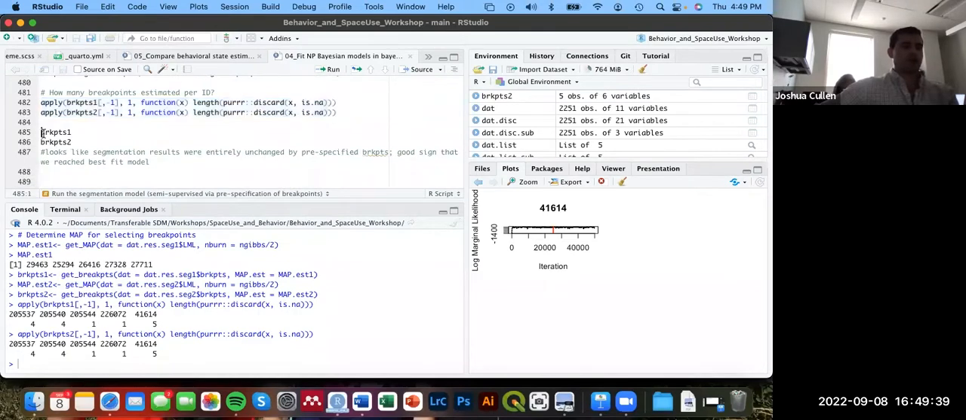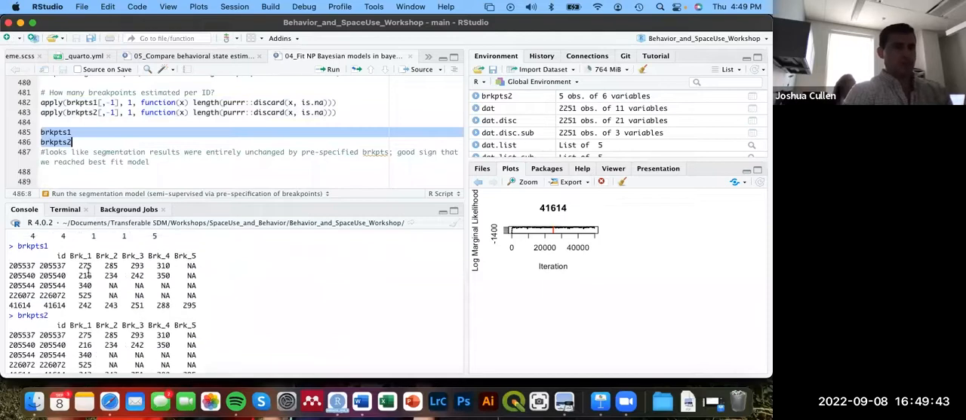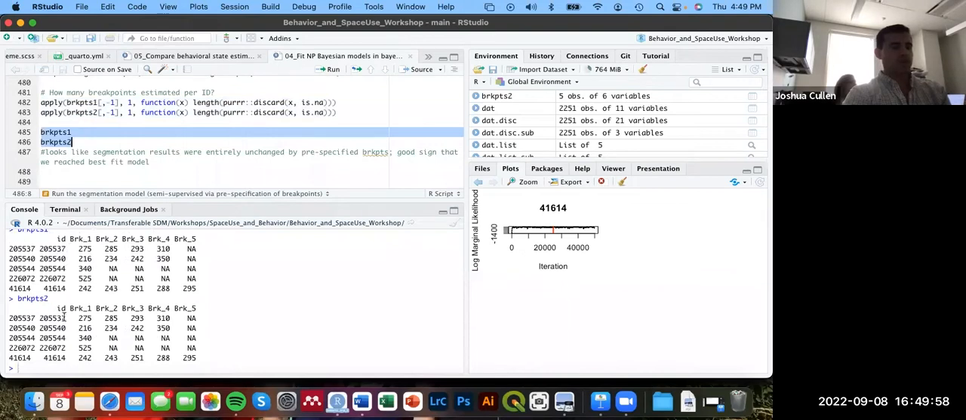To check, we're just going to print these breakpoints in our console. For the first individual, we see that 4 breakpoints again were identified, and these are at time indices or observations 275, 285, 293, 310. And if we go to the semi-supervised model, it's the same exact indices. So if you go down the row per ID and then across the breakpoints to compare these outputs, they're identical.